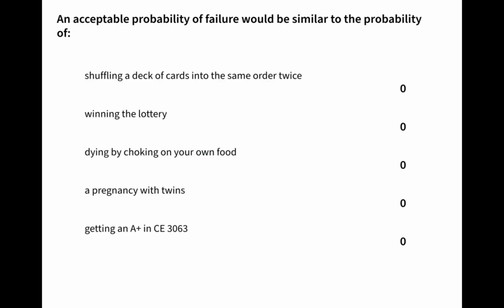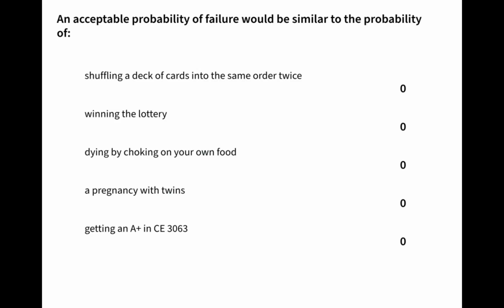And what I mean by that is shuffling a deck of cards into the same order twice has a probability of 1 in 10 to the power of 68, which is a 1 with 68 zeros at the end. If you shuffle the deck of cards every day for your entire life and you live to be 1,000 years old, it's very unlikely that you would shuffle a deck of cards into the same order twice. So that's one of the most impossible things that can happen, as much as we can quantify things with a certain level of probability.